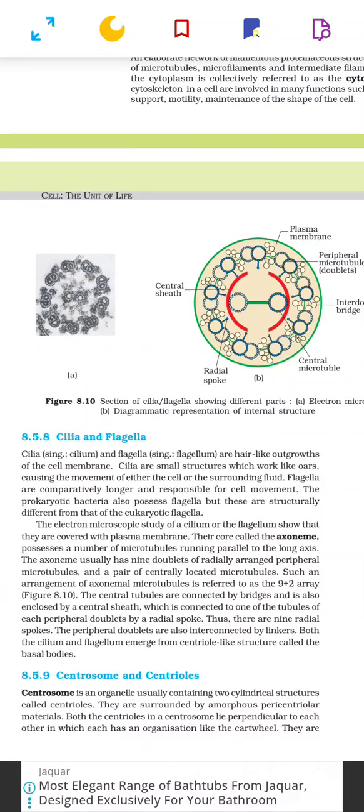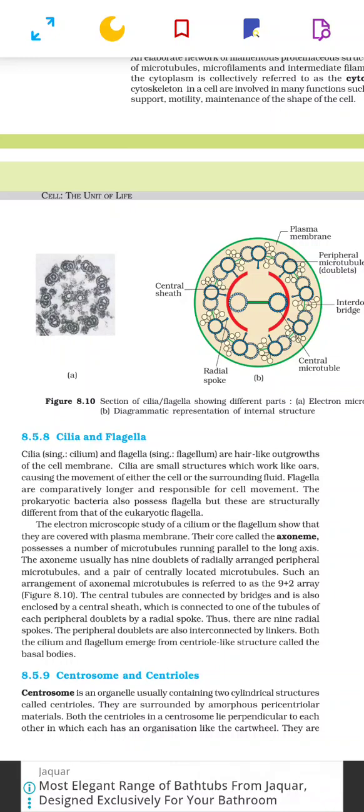Cilia (singular cilium) and flagella (singular flagellum) are hair-like outgrowths of the cell membrane. Cilia are small structures which work like oars, causing the movement of either the cell or the surrounding fluid. Flagella are comparatively longer and responsible for cell movement. Prokaryotic bacteria also possess flagella, but these are structurally different from the eukaryotic flagella. Electron microscopic study of a cilium or a flagellum shows that they are covered with plasma membrane.